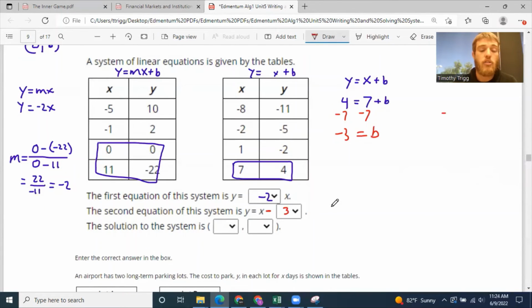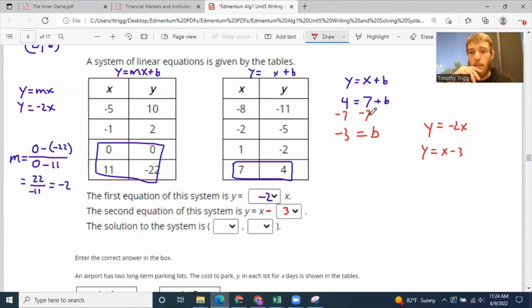Now, how do we find the solution for this system? Well, they don't give us the solution. If you see the same thing in both lists, then that's automatically your solution. But at least here we have our 2 equations. We have y equals negative 2x. That's our first equation. And then our second equation was y equals x minus 3.